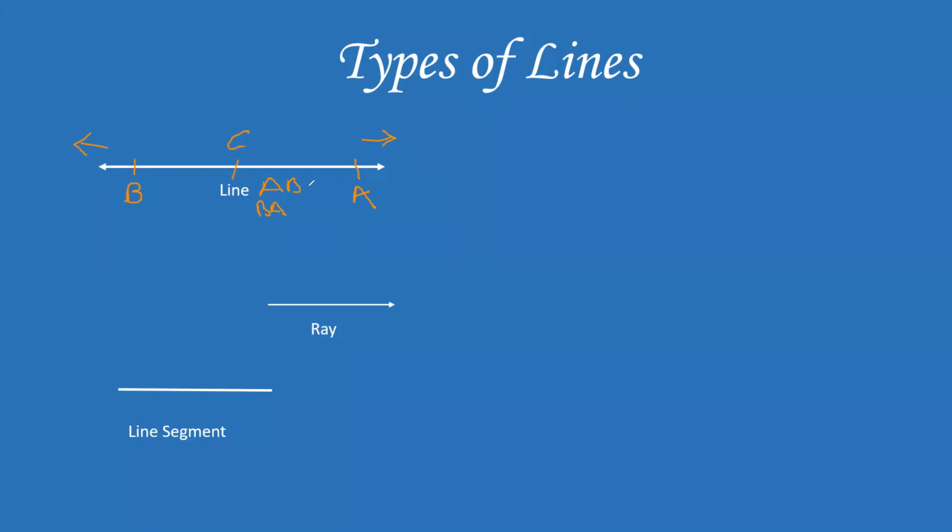ABC or CBA. Yes, absolutely, it will be BCA or ACB, with C in the middle. So this is line ACB or BCA. Now we come to the next one, the ray.